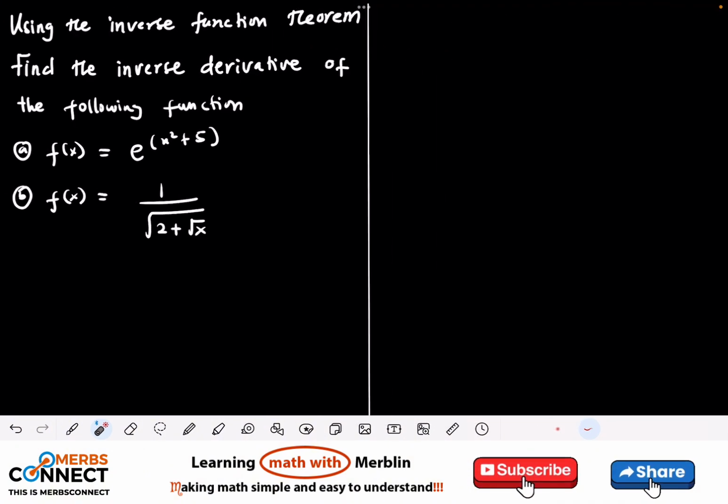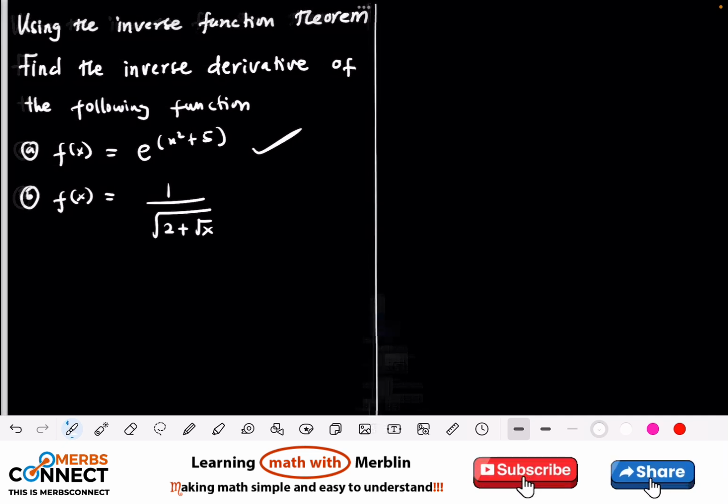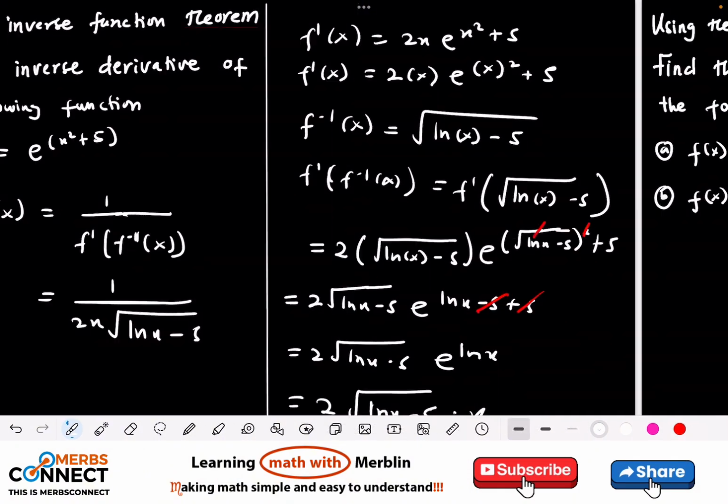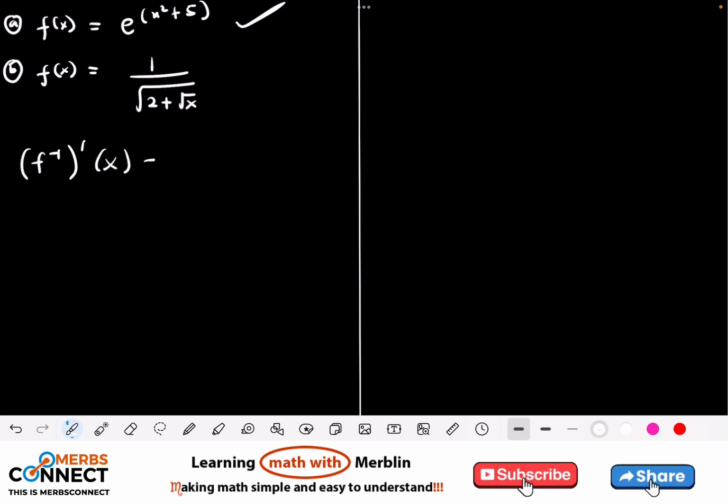Okay, so now let's move to the next one. So now we are done with this. Now let's look at the b. So the same thing again, we need to write down the formula, right? So f inverse prime of x is equal to 1 divided by f prime of f inverse of x.